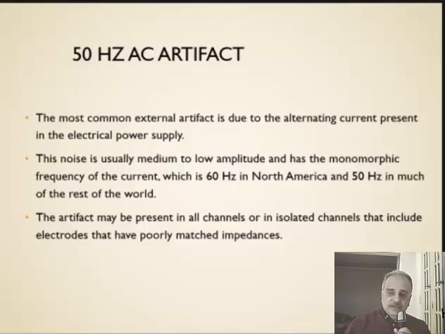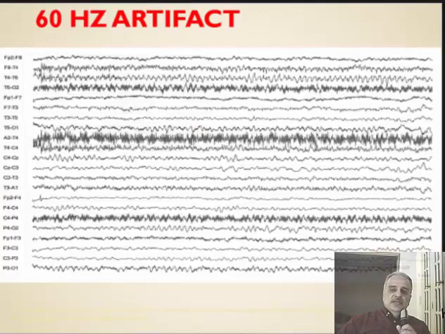They are high frequency 50 Hz monomorphic waves, either present in all the channels, usually with poor earthing, or in certain channels when the impedance of this electrode is disproportionately high. Here it's mainly found over the right temporal line. Here it is 60 Hz because in the USA it's usually 60 Hz, not 50 Hz like in our country.